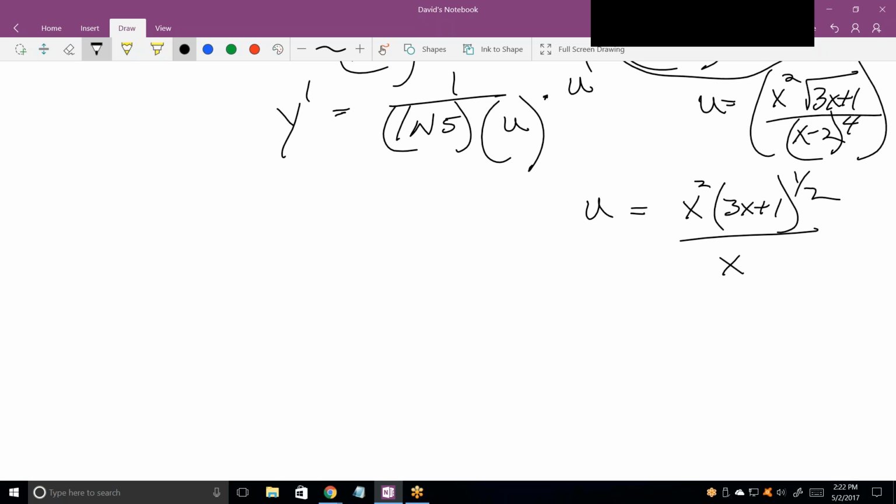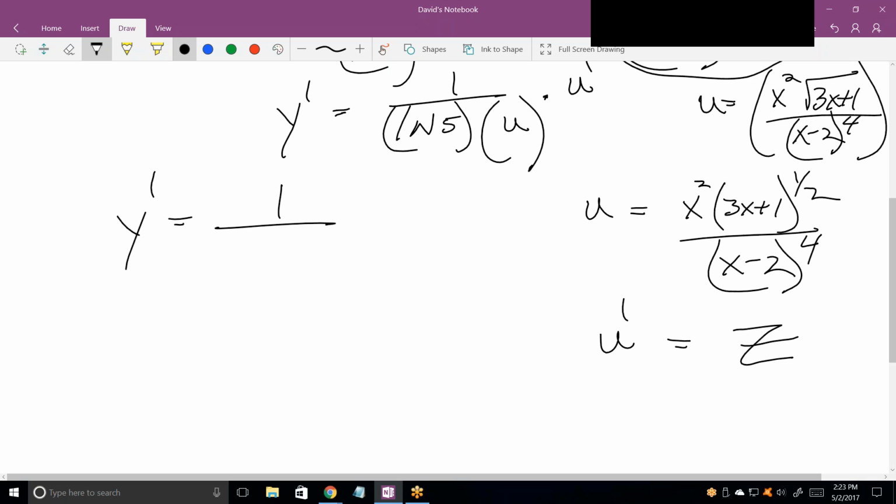Now, don't get me wrong, it's a lot of work, but given the fact that I know what steps to take to solve the derivative of that. Okay. So you can figure out what u prime is based on u. Right, exactly. I know what needs to happen. So we'll call u prime equal to z. Okay. So we get y prime equals 1 over natural log of 5, which is just a number.